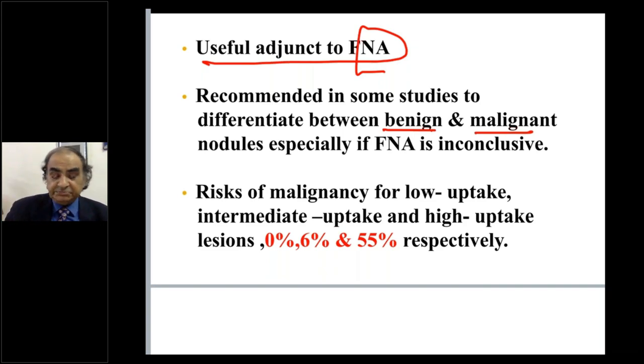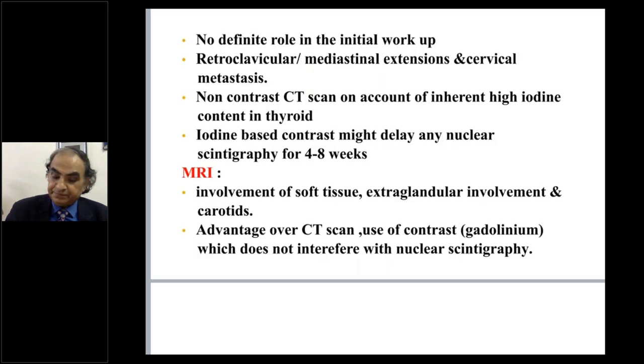So technetium scan has no role, but thallium scan, if there is a doubtful FNA which is inconclusive for follicular carcinoma, then you can go for the thallium. If there's no pickup, intermediate pickup and high pickup, you can see the suspicion for malignancy would increase.